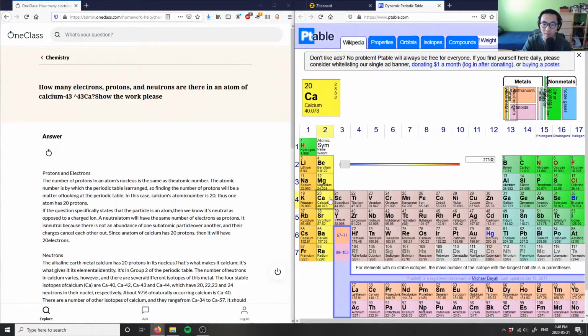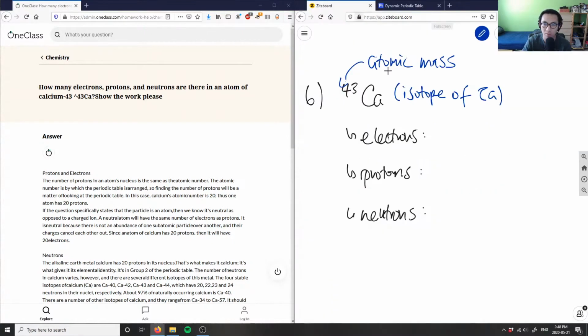So if I look at calcium here, the atomic number is 20, which means the protons here is 20 still. So I'm going to have 20 protons here, which is good. And I don't have a charge here, which means I'm going to have 20 electrons as well, right? So this is 20 electrons.